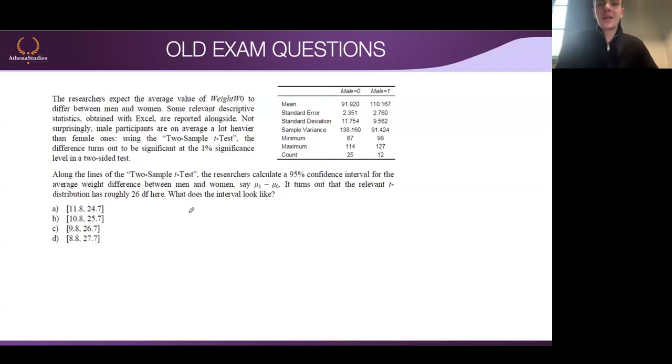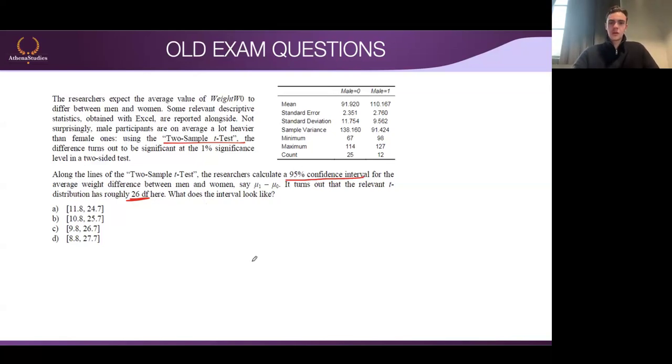All right, let's solve it all together. First of all, let's read the question carefully. What they basically tell us in the question is that we're looking for a two sample t-test, right? As I told you, they're always going to state it in the question. And they tell you that there are 26 degrees of freedom, as you can see there. We want to know the 95% confidence interval.